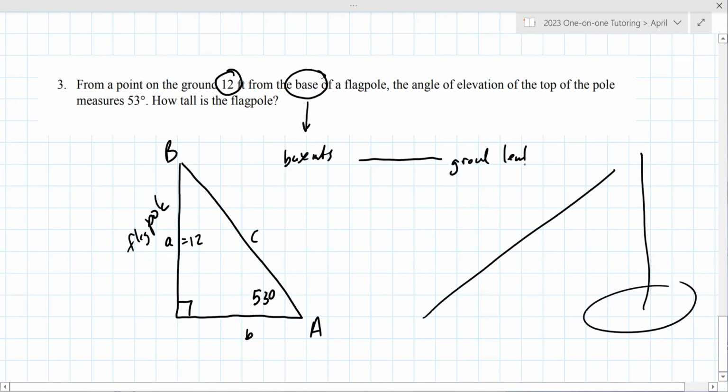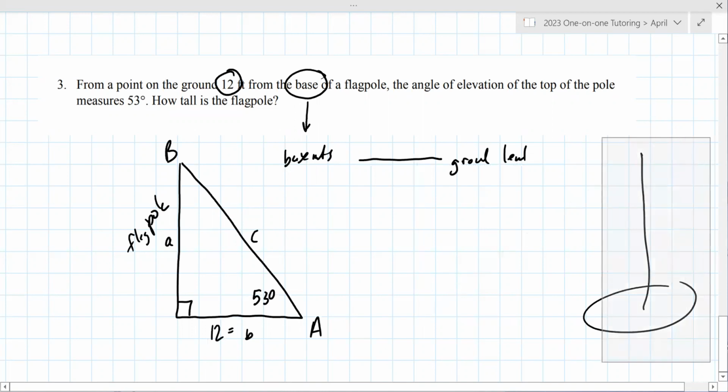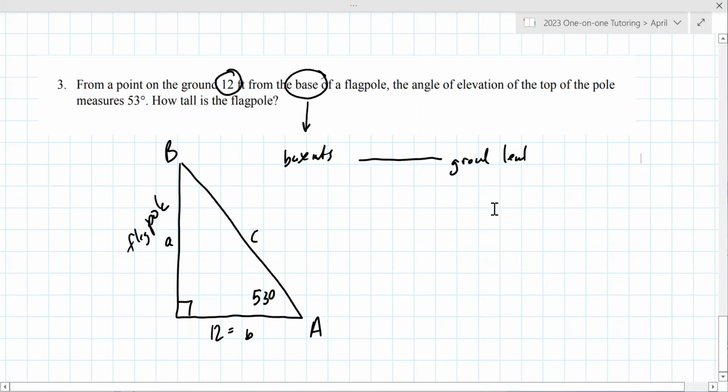So your 12 is not in the right spot. You actually are solving for A. B is 12 in this scenario here. Are you going to use sine, cosine, or tangent? Tangent. Okay, so go ahead and set it up and solve it.